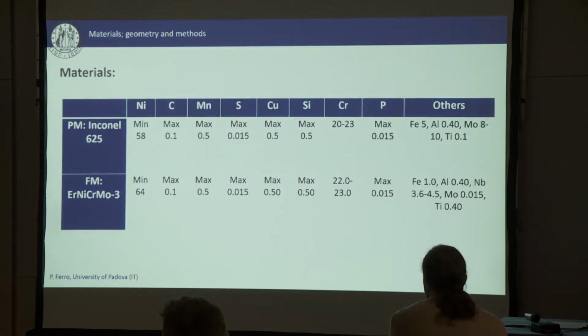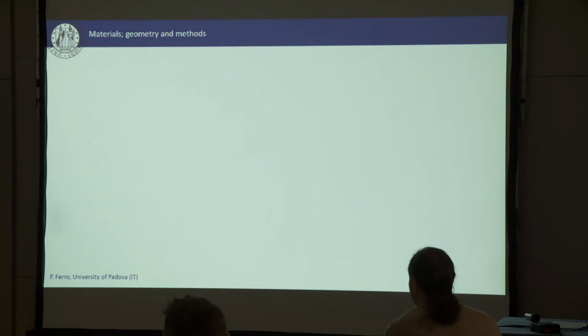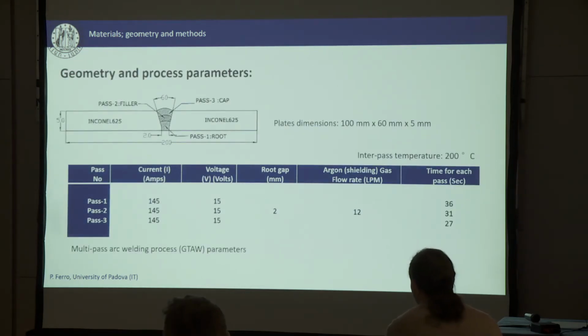The material is conventional IN625 as parent metal, and it was welded using a filler metal, the AR nickel chromium molybdenum. This is the composition in the table. The joint was a butt welded joint with a thickness of 5 millimeters, and the two plates were welded by 3 passes, so it is a multi-pass welding. These are the parameters used in the experimental design of the joints.